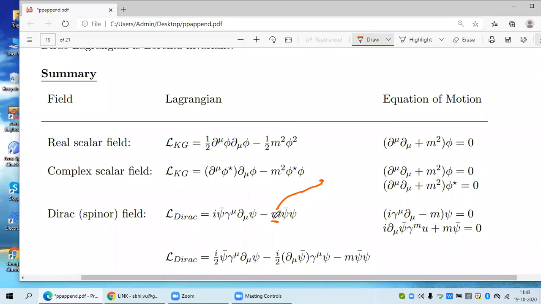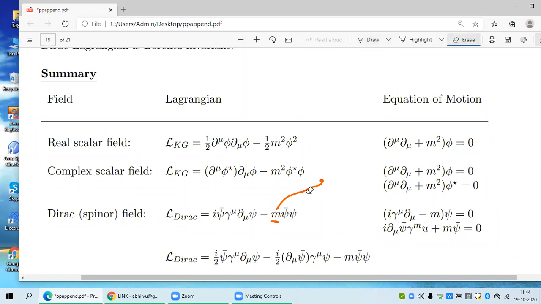At this point, this mass came because when I linearize the classical energy-momentum relation, that m is this m. Now, when we study quantum field theory, when we quantize this Dirac field, then we will see this m is the mass of the quanta of the Dirac field. After doing that, I can say this is the mass of the quanta of the Dirac field. How can a field have mass? There's nothing, that is right.